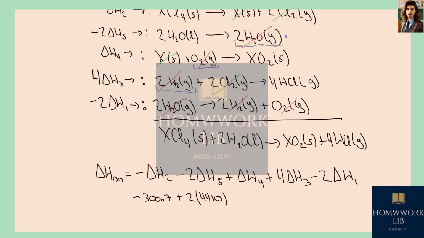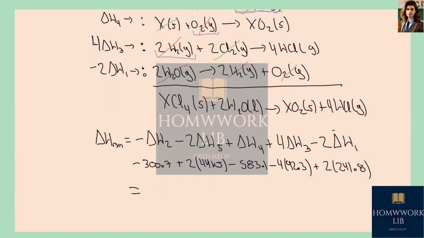Delta H4, it's negative, so minus 583.1. Delta H3, it's also negative, so minus 4 times 92.3. And finally, delta H1 is negative, so negative and negative becomes positive, plus 2 times 241.8. And the result is, this is the delta H for the reaction, minus 681.4 kilojoules. And that will be all.